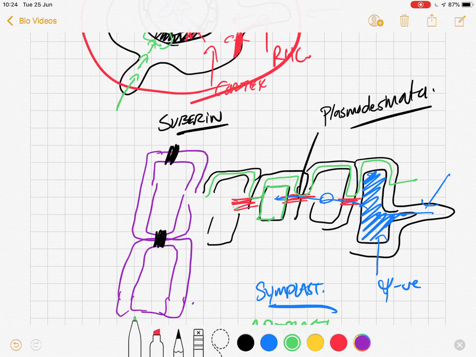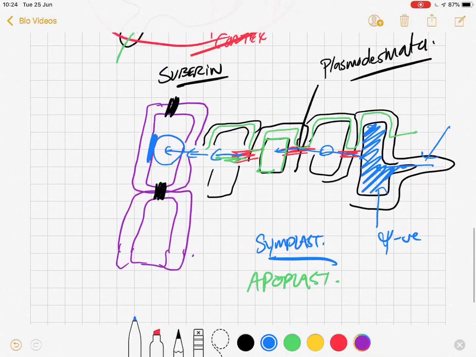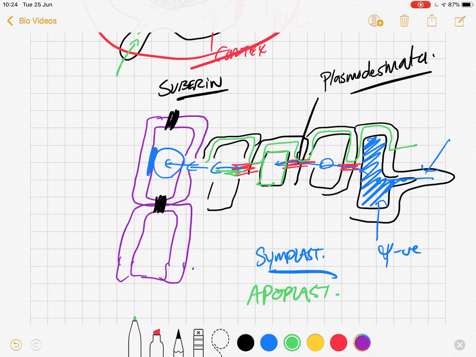So any water that was moving through the symplast pathway, through the cytoplasm, has moved into the cytoplasm here, and then it has to cross the plasma membrane if it's going to get across the endodermis and into the xylem. Now, water that was in the apoplast pathway here, in the cell wall, is going to reach this waterproof barrier and it's going to be funneled into the symplast pathway.